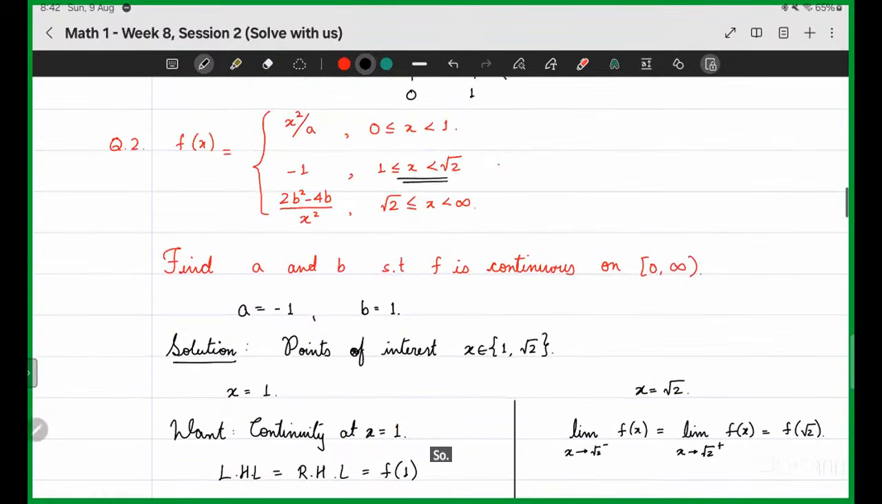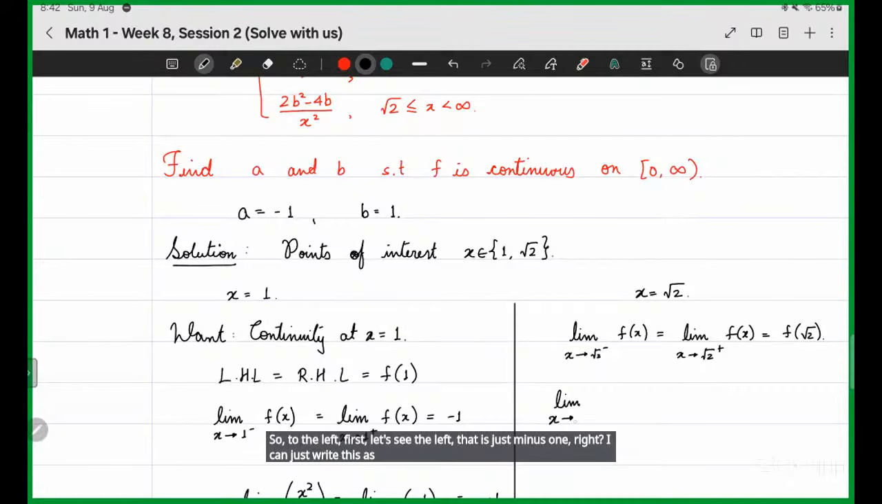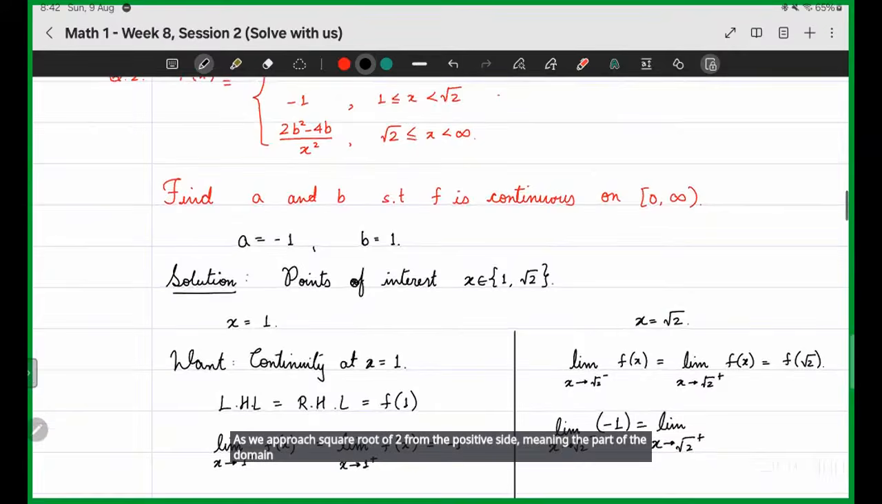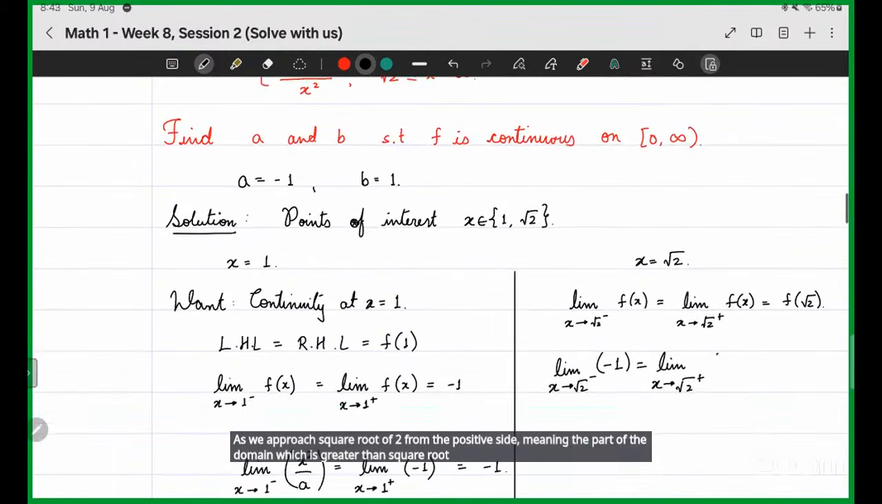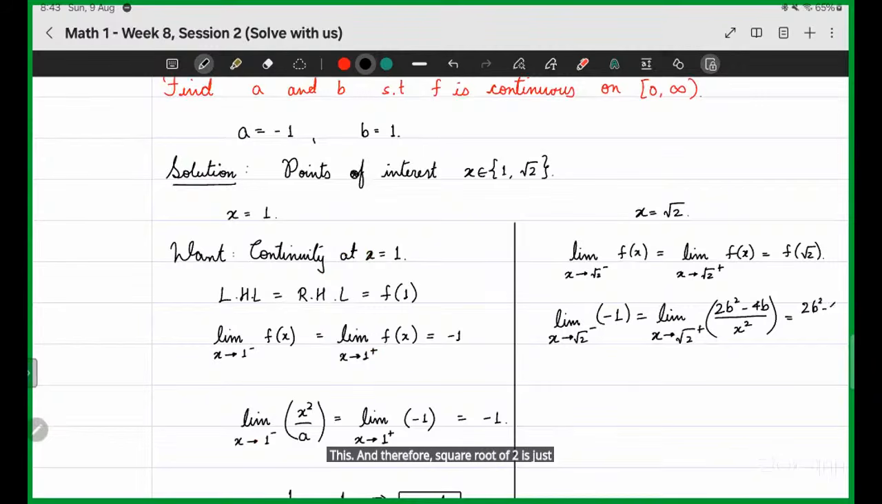So to the left, first let's see the left. That is just -1, right? I can just write this as square root of 2 minus -1. Over here, as we approach square root of 2 from the positive side, meaning the part of the domain which is greater than square root of 2, the applicable formula for the function is this. And f of square root of 2 is just 2b square minus 4b divided by 2, which would be b square minus 2b.